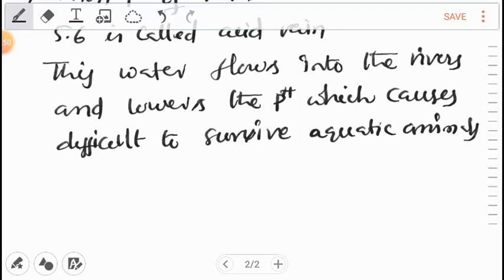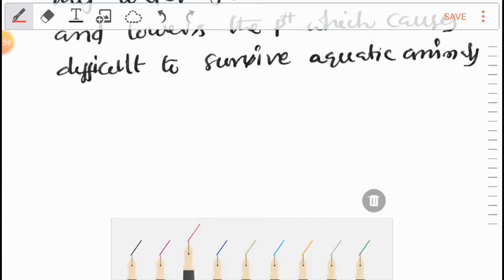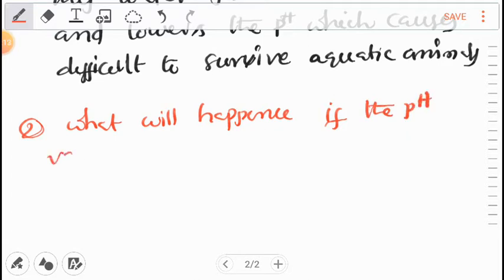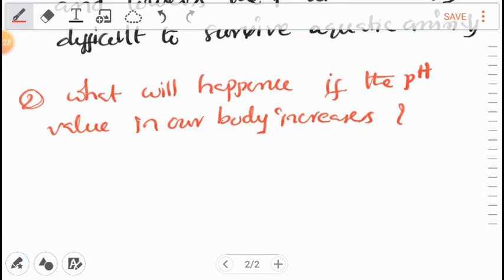So this is one of the views, and another one is what will happen when the pH value of our body increases. So another question, what will happen if the pH value in our body increases? Think and discuss this one.